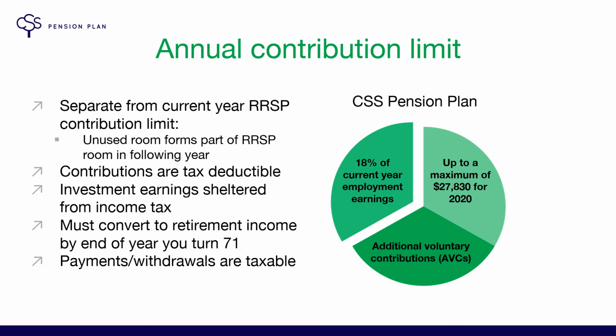If you are an inactive member of the plan, which is someone who has funds in the plan but is no longer contributing because they aren't working for an employer member anymore, you can contribute to an RSP and then transfer that RSP to the CSS Pension Plan, along with any other RSPs you may have. Please contact one of our pension plan consultants if you wish for more information on this. You must convert your funds in the plan to a retirement income sometime before the end of the year you reach age 71. The retirement income you receive from your pension funds is fully taxable.